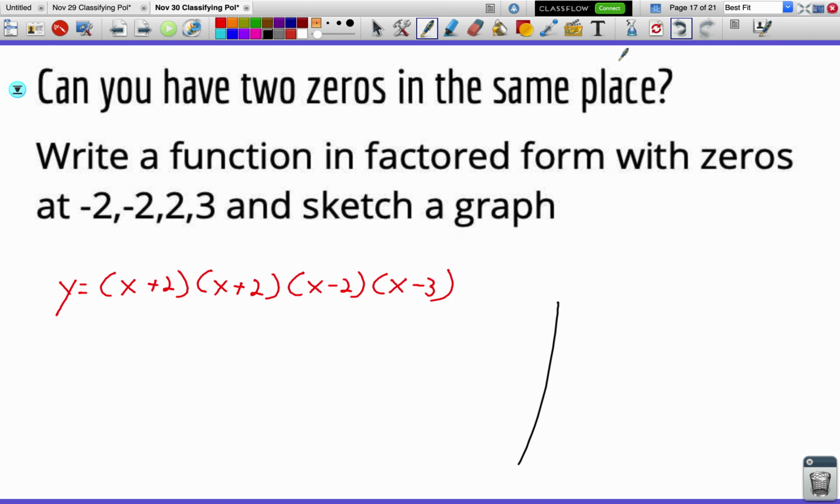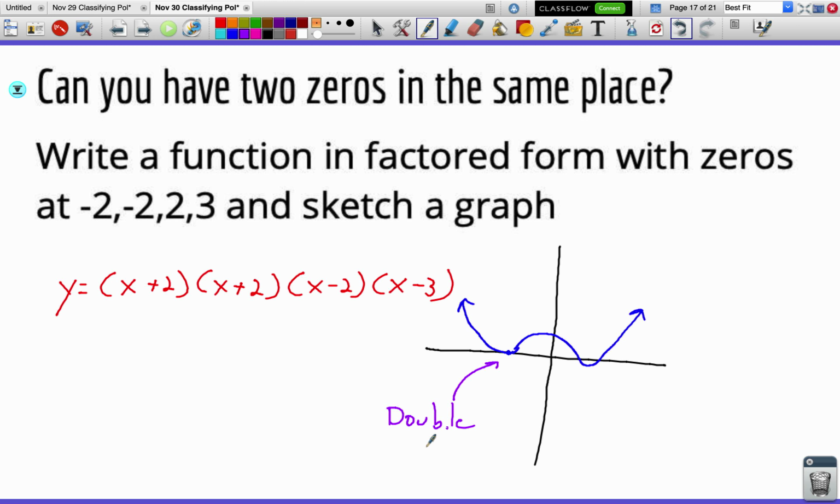So what that looks like is right at -2, our graph's going to do something a little bit funny. Let's see, this is going to have up end behavior. So right at -2, the graph is going to just bump the x-axis, but then turn and go back. All right, and we also need 0 at 2 and 3, and we'll finish with up end behavior. So right there, this where it just touches is what we call a double 0.